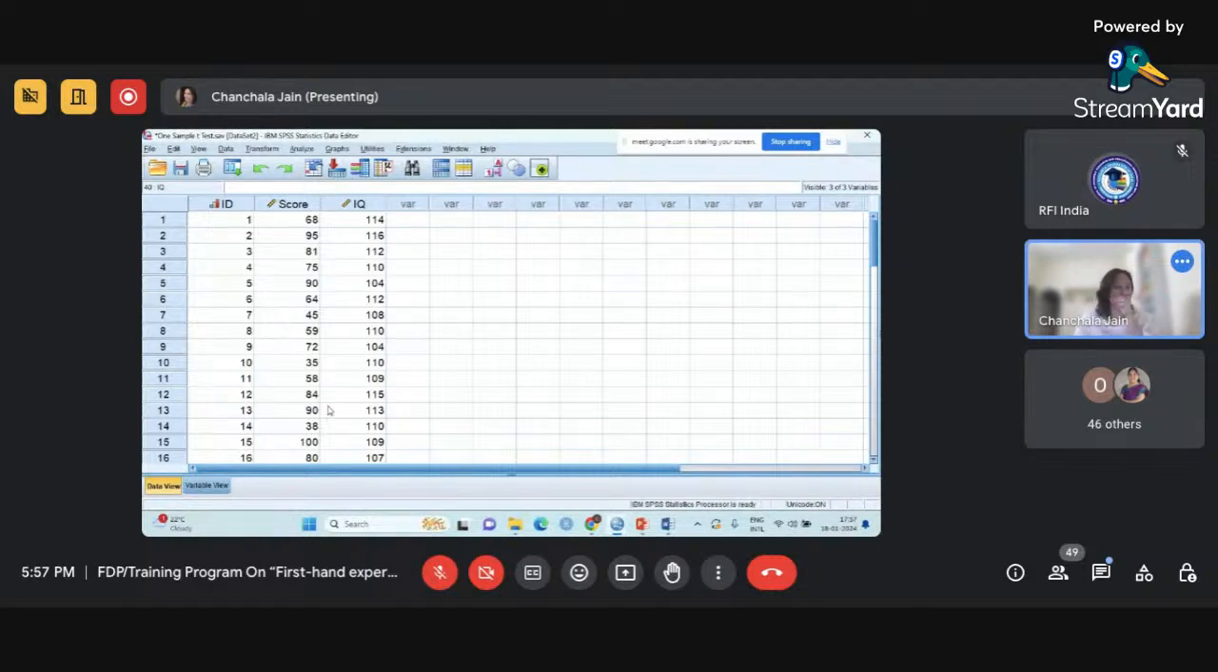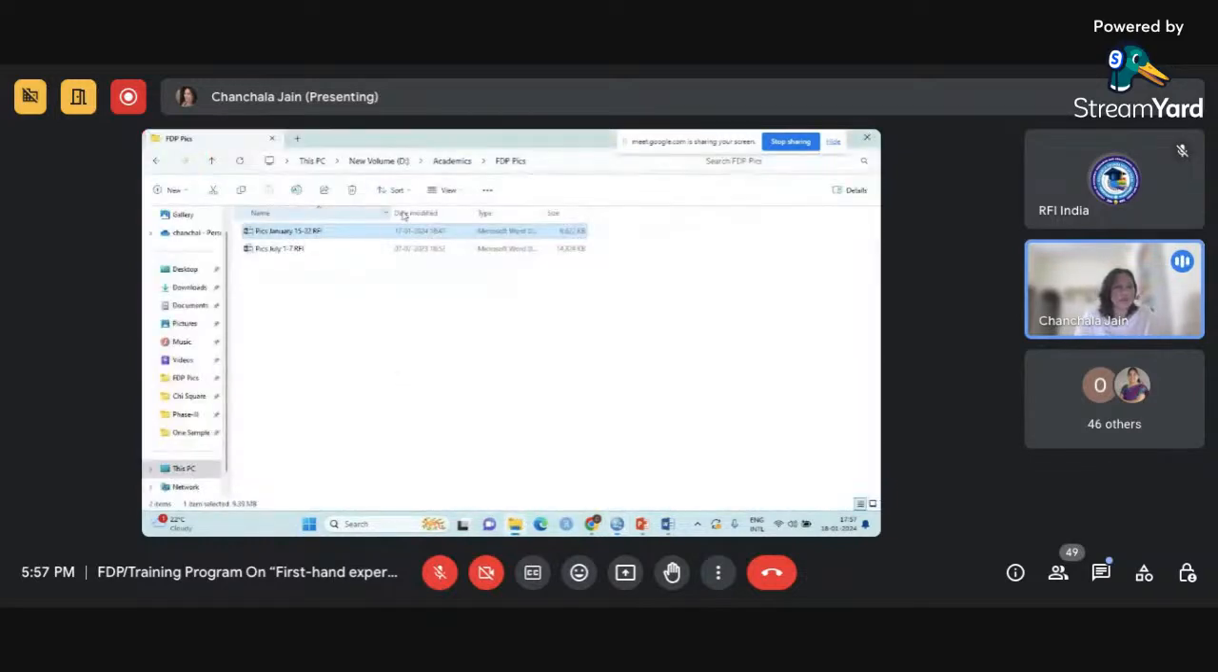So you can see in this particular sheet, we have two variables available, score and the IQ score, right? Score means marks of the students, and this is the IQ score of the students. Let me open one file. Give me a second.